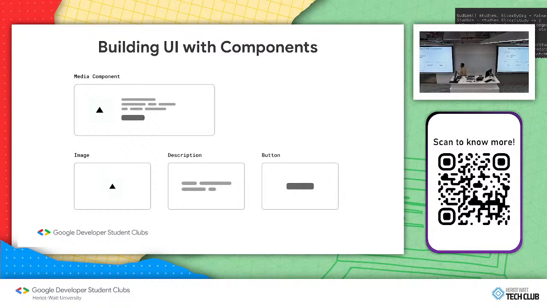So here there is a small example of a media component, which has an image on the left, some content on the top right, and a button on the bottom right. The main component can then be broken down into smaller components that build up the bigger component. For example, here we have the image, description, and button components separated. This is a very simple example. In a similar way, in a website, you might have tens of components combined together to form a complete web page.